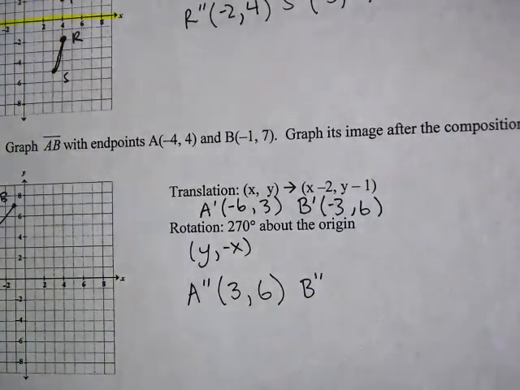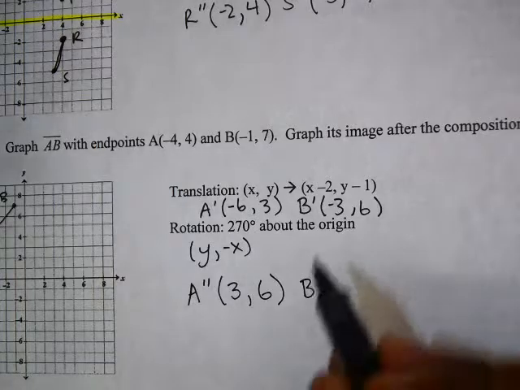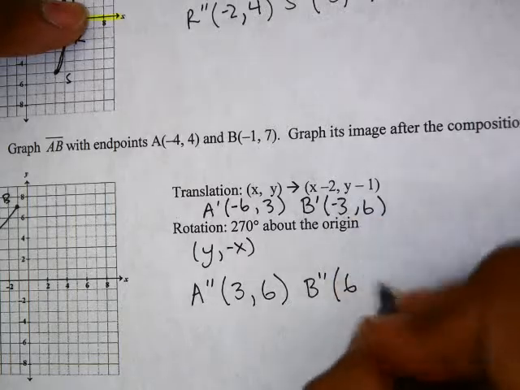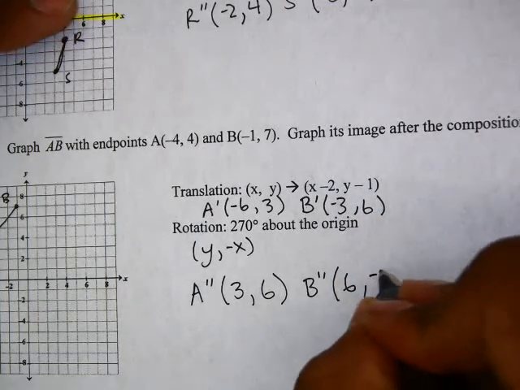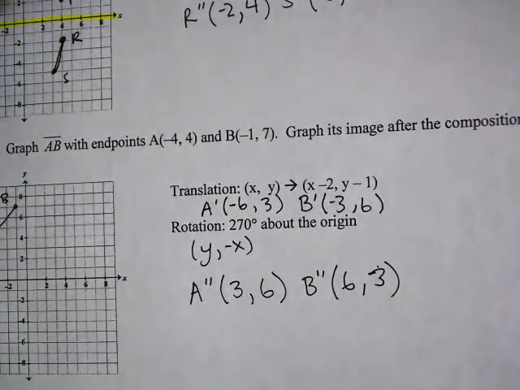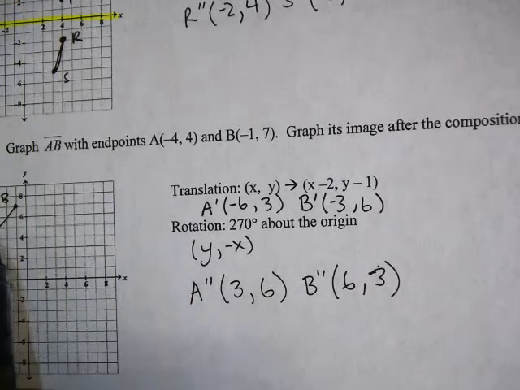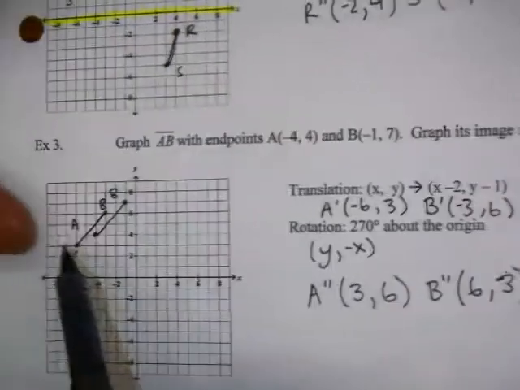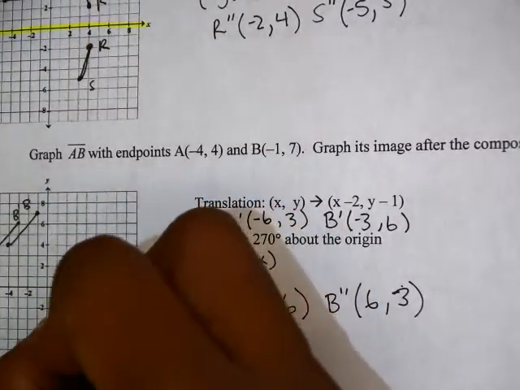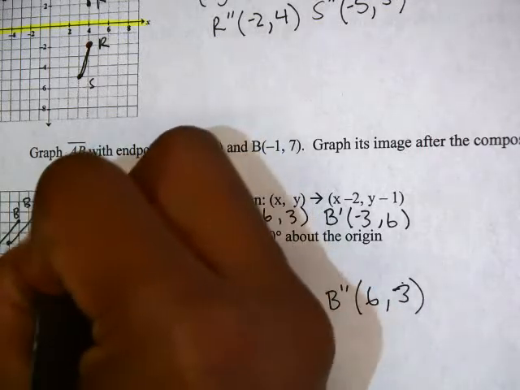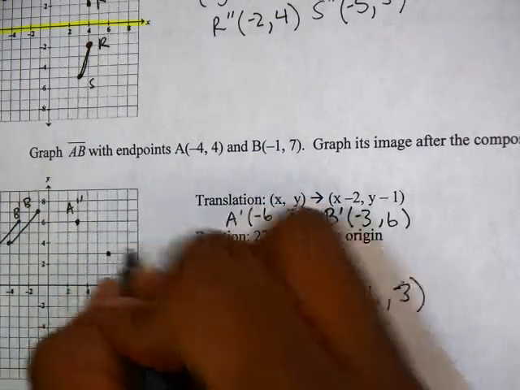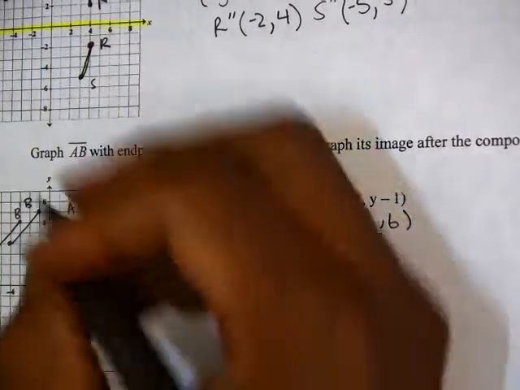B double prime. So again, take the y value, write it first. Take the x value, write it second, and then make it an opposite sign. So 270 degrees counterclockwise would end up being somewhere right here. So 3, 6 is my A double prime. 6, 3 is my B double prime.